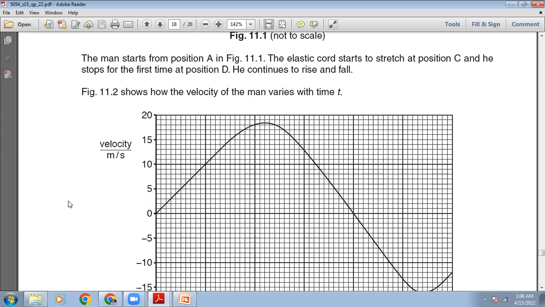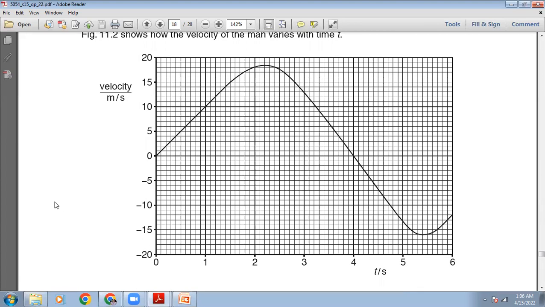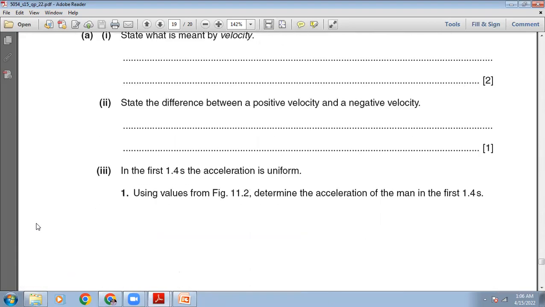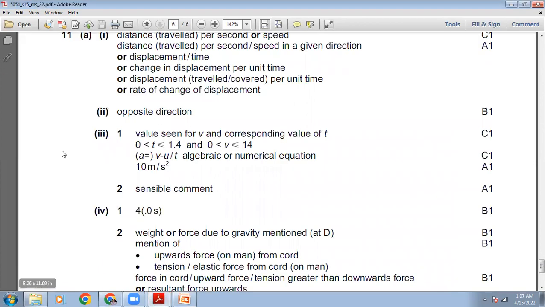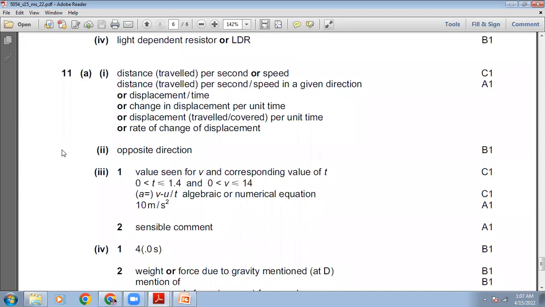The man starts from the position A in the figure 11.1. The elastic cord starts to stretch at position C and stops for the first time at the position D. He continues to rise and fall. Figure 11.2 shows how the velocity of the man varies with the time. Here the velocity is represented, here the time is represented. The question is, state what is meant by velocity. Velocity is basically the rate of change of the displacement. So have a look at the marking scheme. So our answer is right.